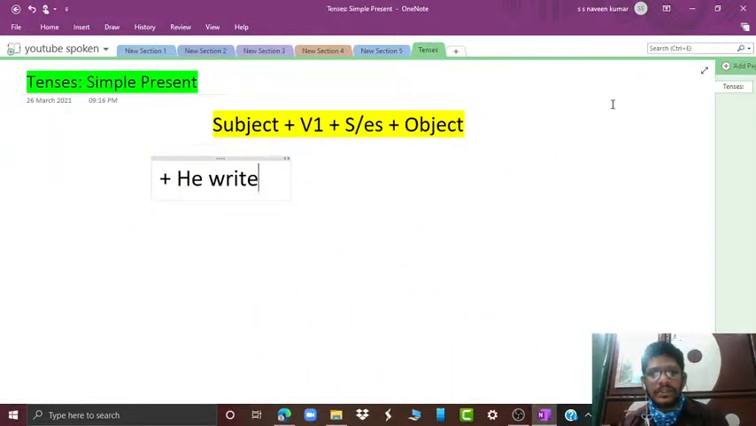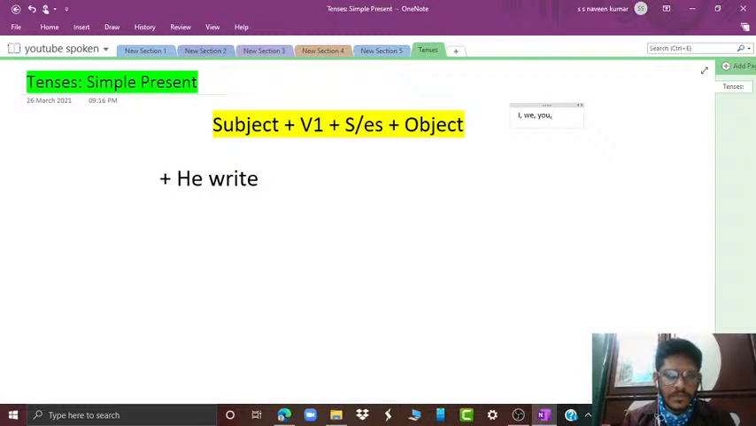See, for example, some subjects, like the first category, first person singular and plural: I, we, you, they, plurals.